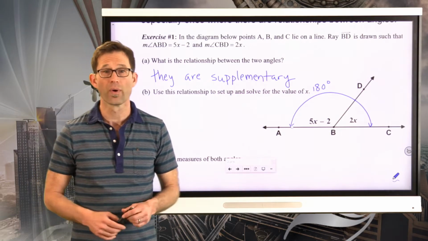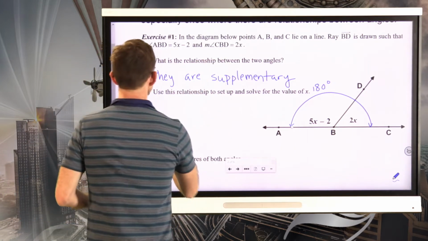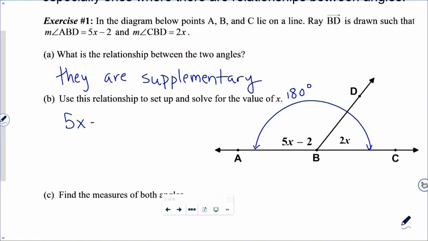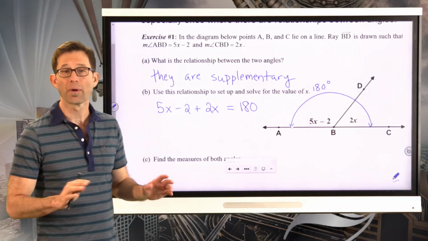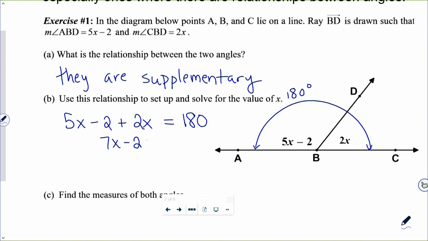All right, well, it's pretty simple. The measure of ABD plus the measure of CBD must be 180, so I'm going to get 5x minus 2 plus 2x is equal to 180. Now I just need to solve this equation. So I'm going to combine some like terms. 5x plus 2x is 7x. The minus 2 just kind of hangs out. And now I have my classic two-step equation that I can solve. So I'm going to add 2 to both sides. That's going to give me 7x is equal to 182.